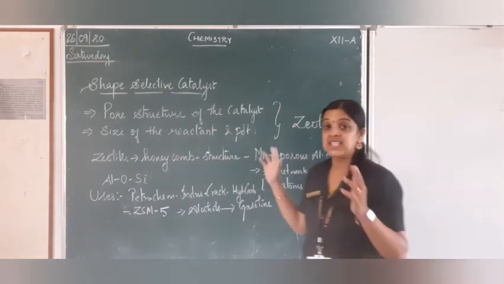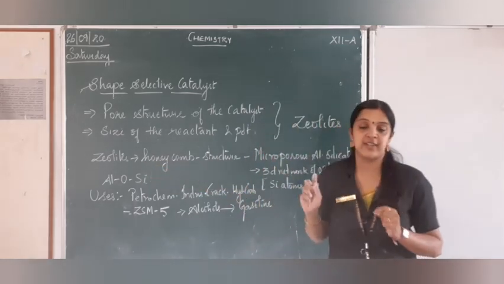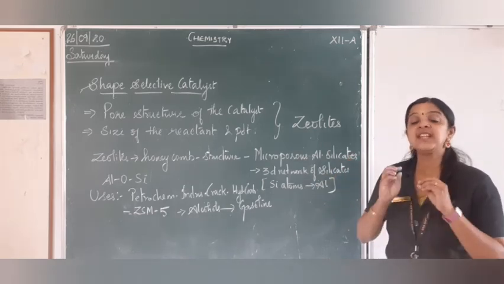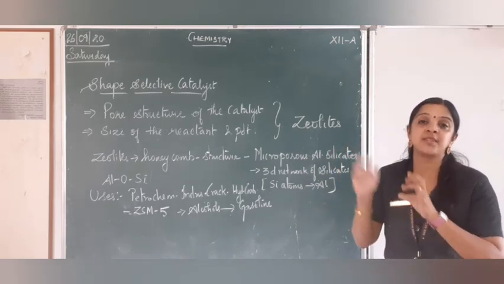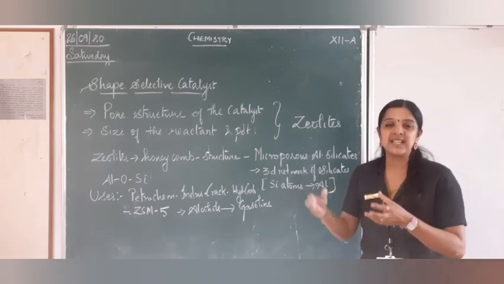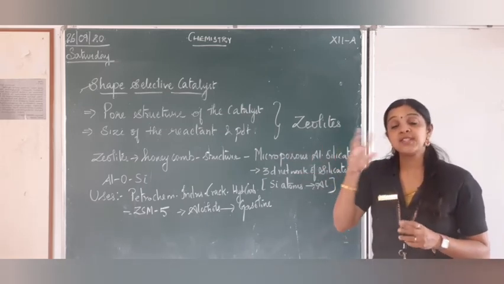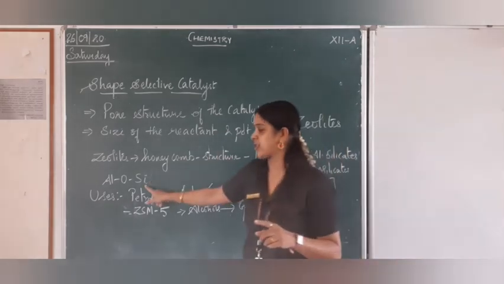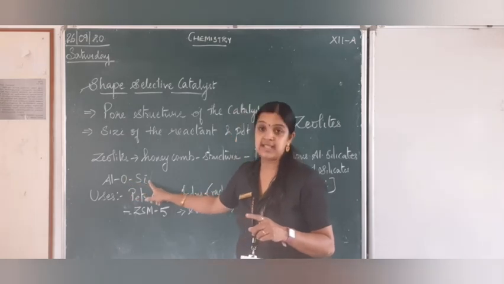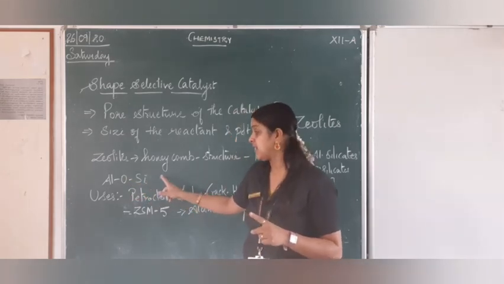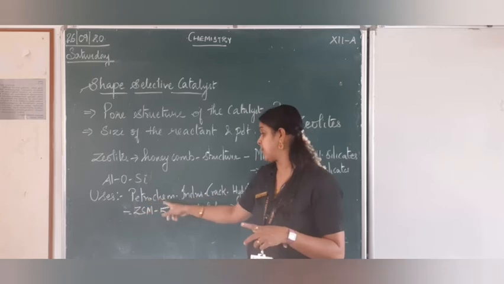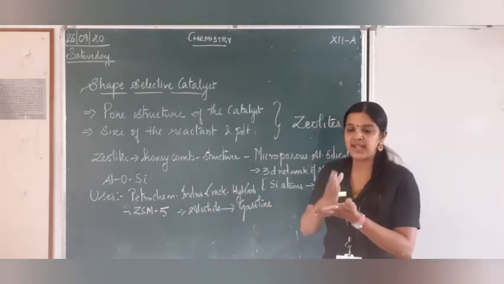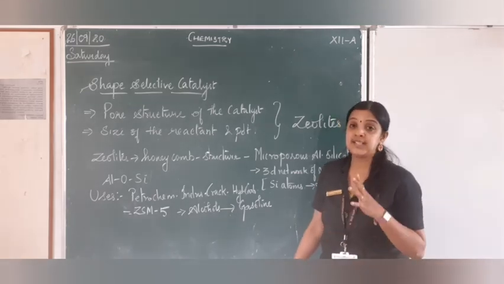What are zeolites? Zeolites have a honeycomb structure with microporous aluminium silicate. Actually silicon atoms are present, that is we call them silicate with oxygen, but some of the silicon atoms will be replaced by aluminium atoms and it forms a structure like this: aluminium, oxygen, silicon. So what happens here? The best use is in petrochemical industries for cracking hydrocarbons, that is for breaking of hydrocarbons. This zeolite is used.